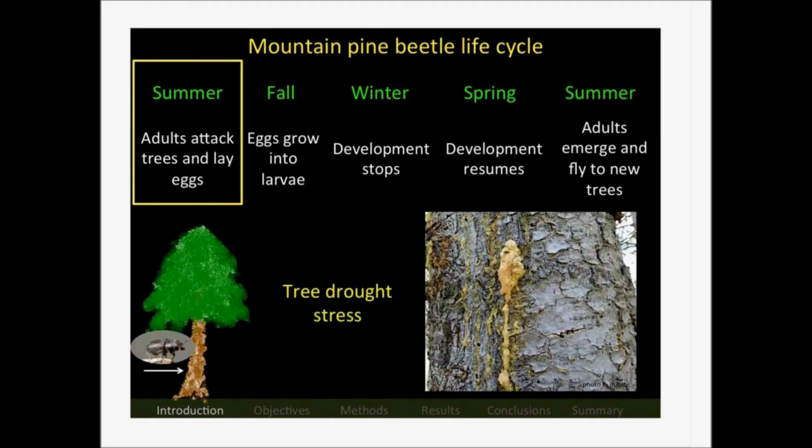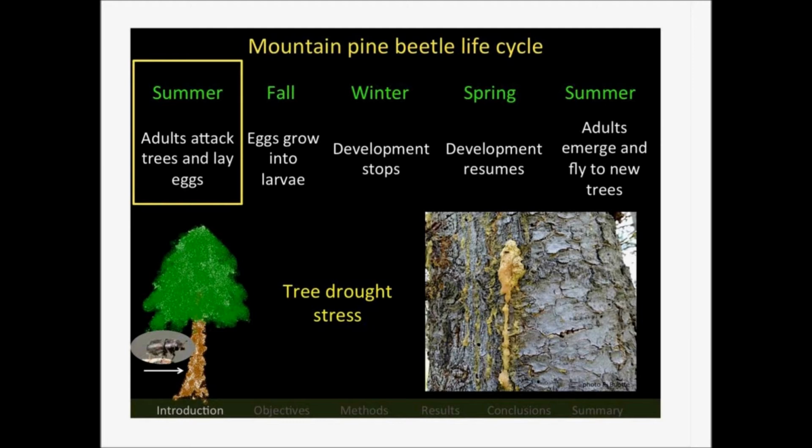Then another important place is when the adults are attacking trees. And as I said, the trees have some defensive abilities. They try to literally pitch out the beetles using the pine pitch. And this photo is showing a pitch tube on a whitebark pine where the tree is trying to eject the beetle from it before it can get in and lay its egg galleries.